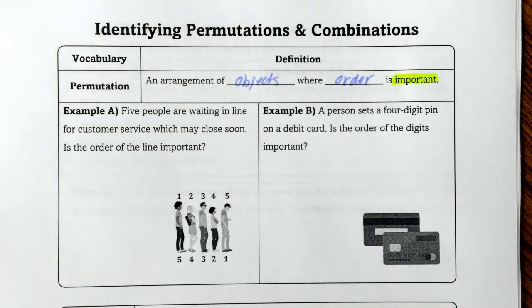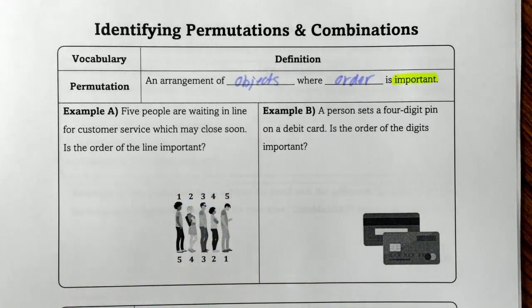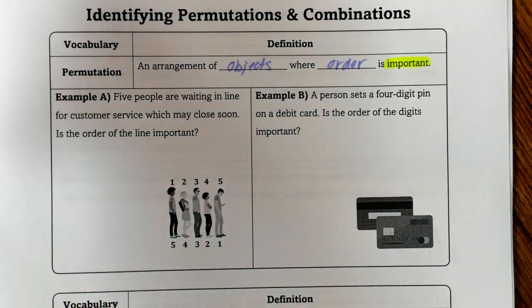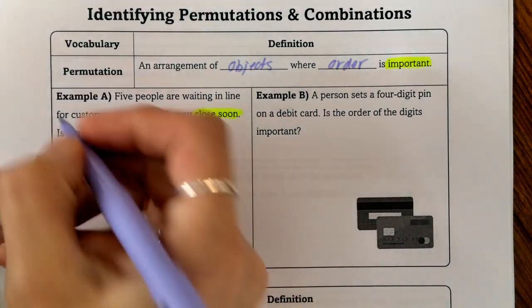And so look at this first example here that we have. We have 5 people waiting in a line for customer service, which may close soon. Is this order important? And the answer is yes. And the big reason why is because of this closing soon. Okay, so we could put yes.